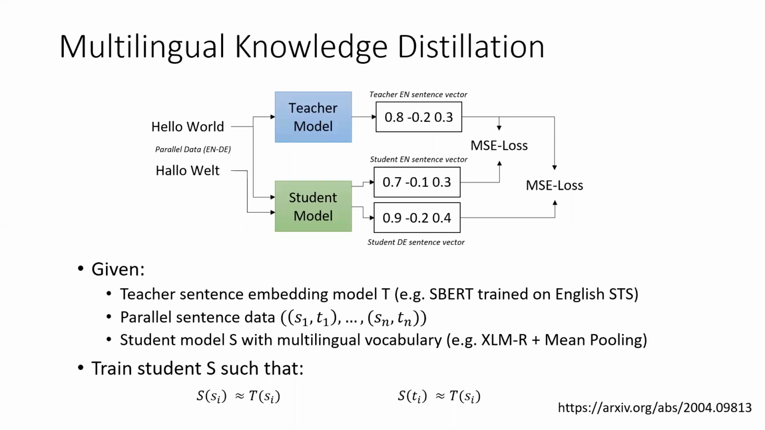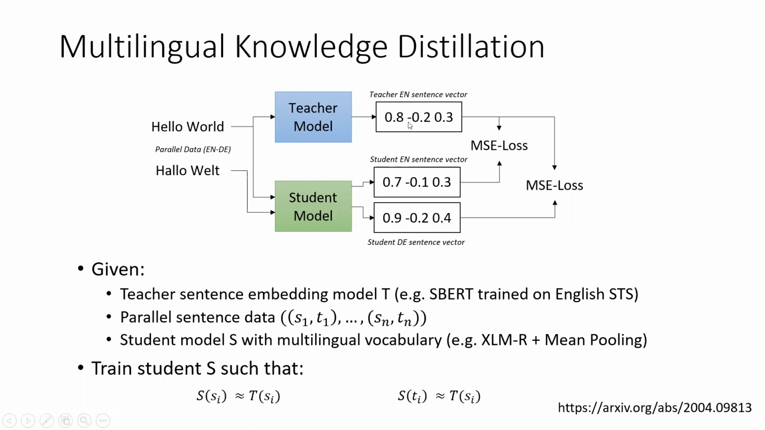A different way I proposed is the multilingual knowledge distillation. So you have your English teacher model, which you trained on whatever data set you want. And now you want to make this model multilingual. So what you take is some parallel data, like here an English sentence and a German sentence. You send the English sentence to the teacher model to get the sentence vector for the teacher. And then you send the English sentence and the German sentence to your multilingual student model, which produces two sentence embeddings. And you ensure that the English sentence embedding from the student model and the German sentence embedding from the student model are close to the English sentence vector from the teacher.